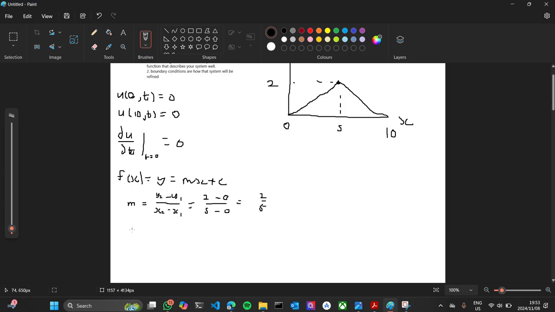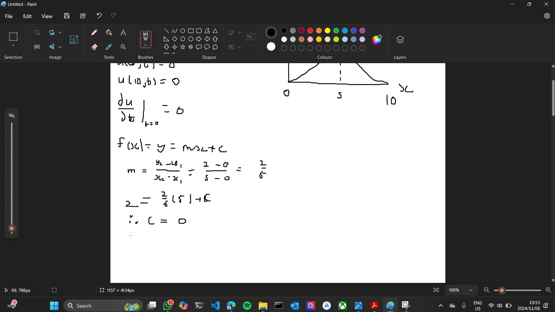it into our equation. So at this point here that we call P, we're going to have y being 2, which equals 2 over 5 multiplied by x, which at this point is 5, plus c. If you then solve for c, this will cancel out. Then if you take that over, that will also cancel out. c is going to be 0.